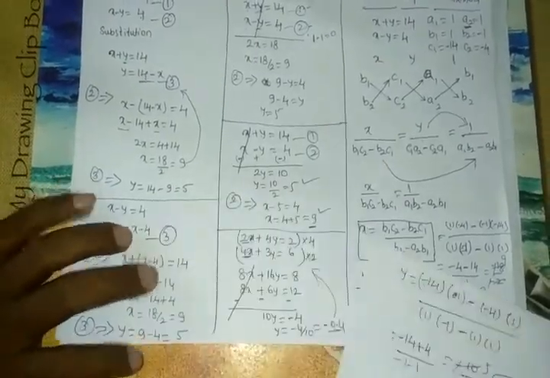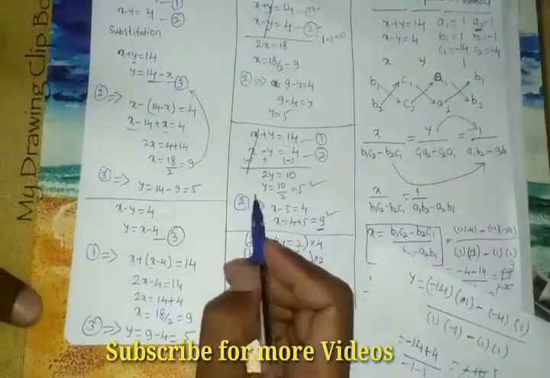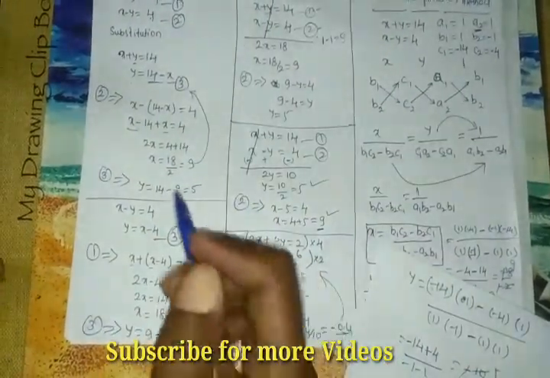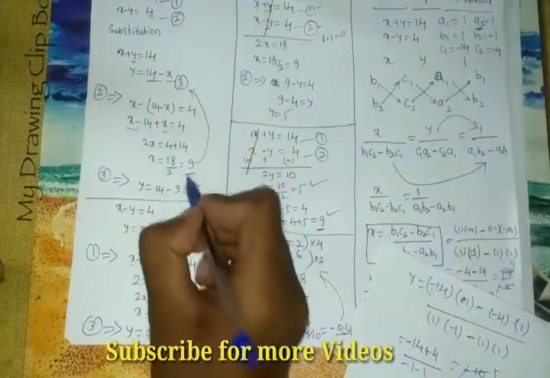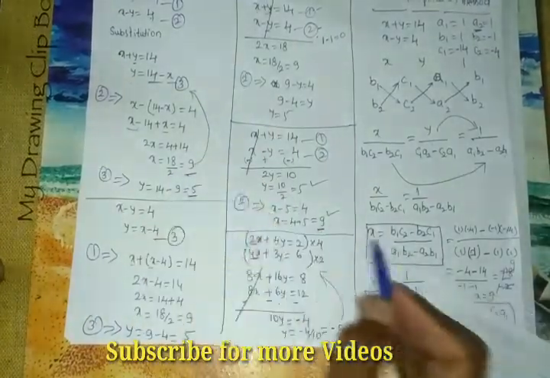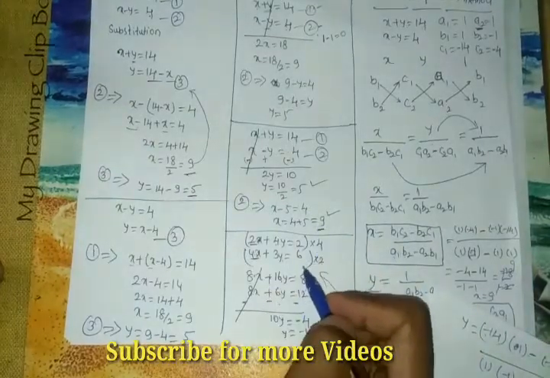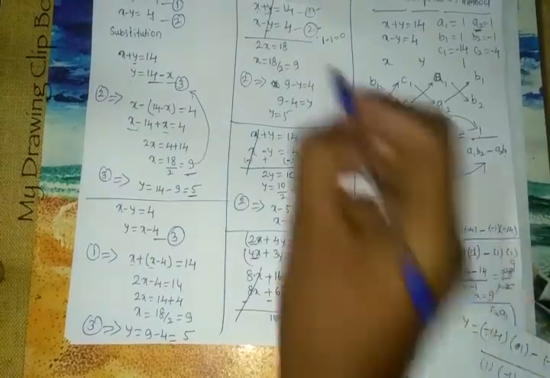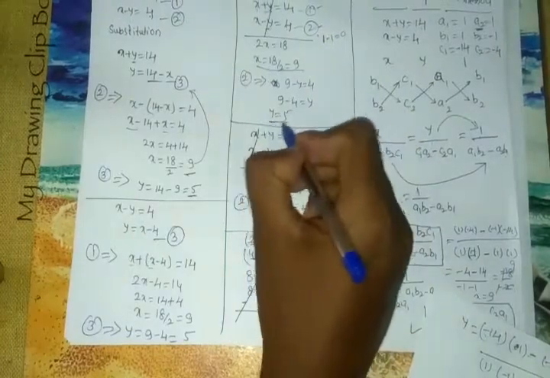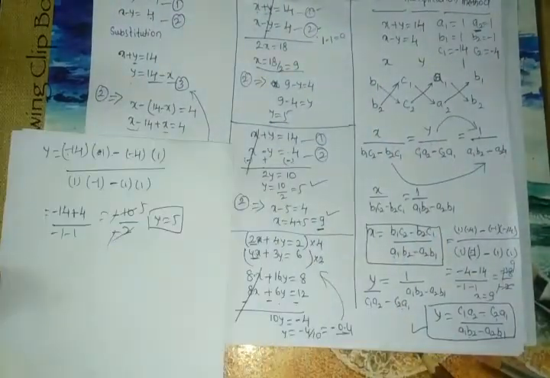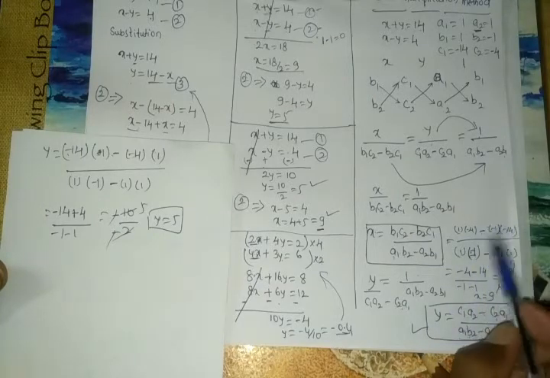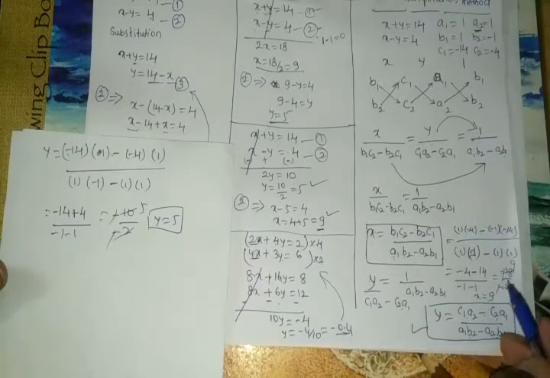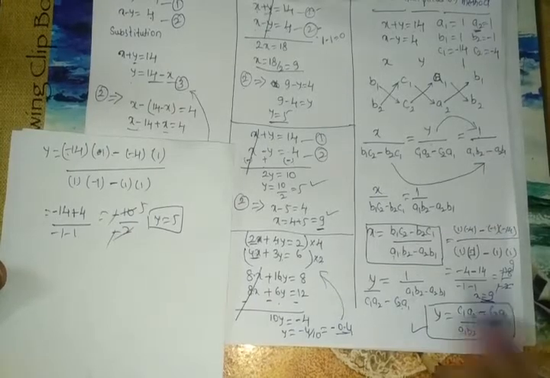Okay, you can check with the substitution method. We got the value of x as 9 and y as 5. In the elimination method, we got the value of x as 9 and y as 5. And again, in the cross multiplication method, we get the same value, x as 9 and y as 5.